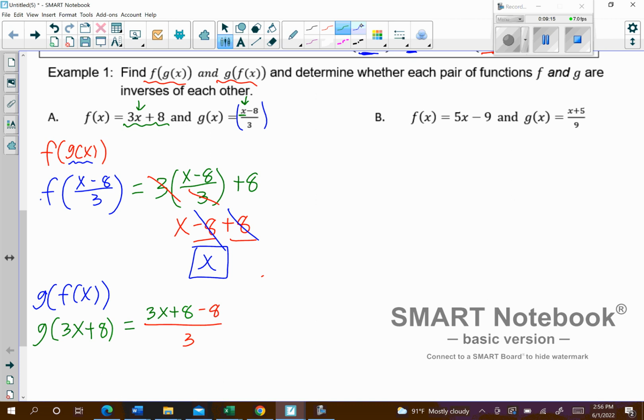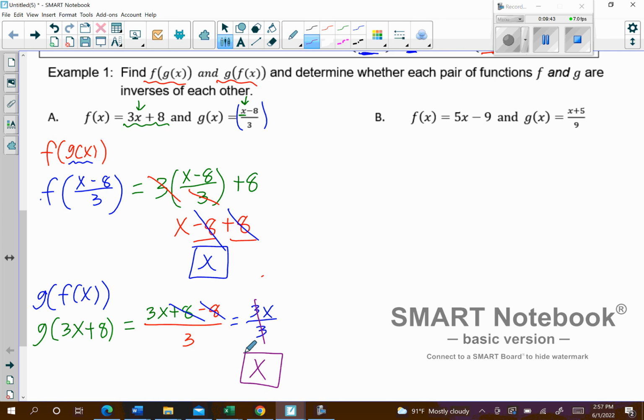And then once again, as we follow the algebra, in the numerator I have a plus 8 and minus 8, so we can cancel that out. That will leave me with 3x over 3. Then we can cancel out the 3's, and we're just left with an x. So we went ahead and proved it by checking both ways.